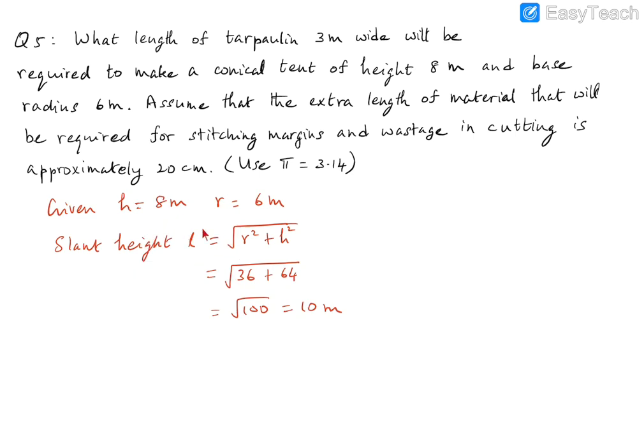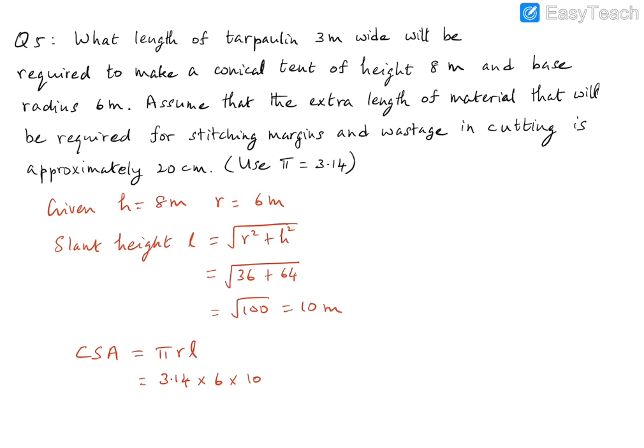Once we have computed the slant height L, we can now calculate the curved surface area of the conical tent. The curved surface area, which we will denote as CSA, has the formula pi into r into L. Pi is 3.14, because we are given in the question to use the value of pi as 3.14. So 3.14 into r, which is 6 meters, into L, which is 10 meters.